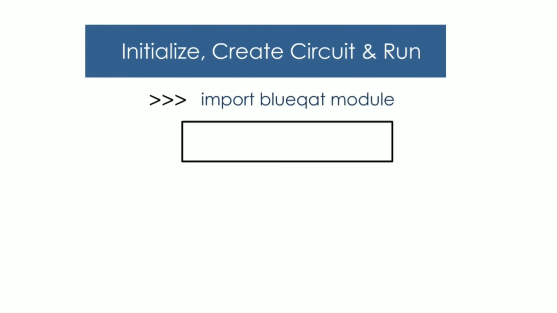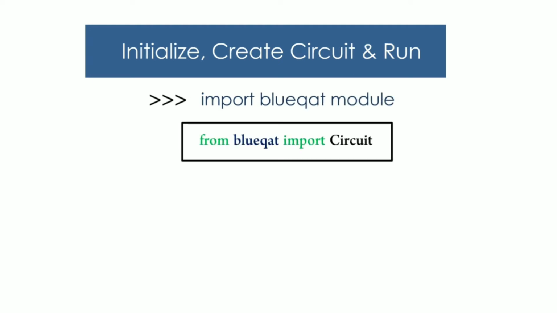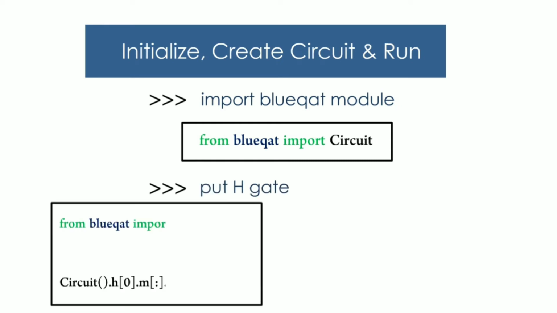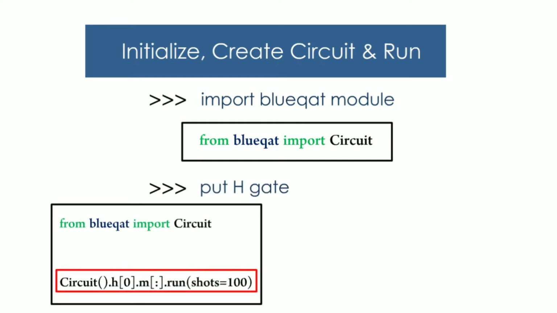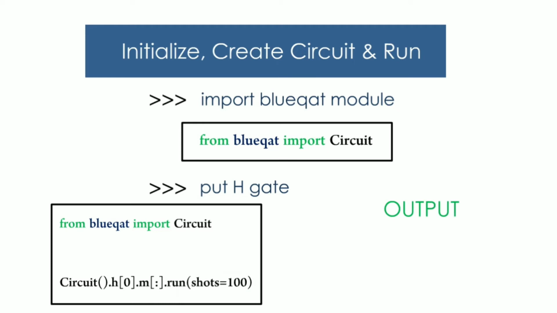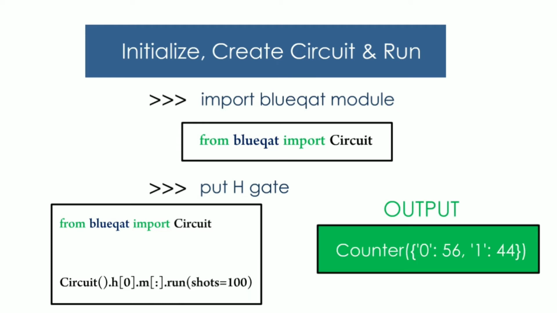Now let us go on to initialize the circuit and run. First, we import the Blueqat module by typing the following code. We have also seen this in the earlier video. In order to implement superposition, we apply the Hadamard gate, which is also known as the H gate, to the circuit. Type the code as shown. If we run this code, we will get the result 0 and 1, almost half of each.